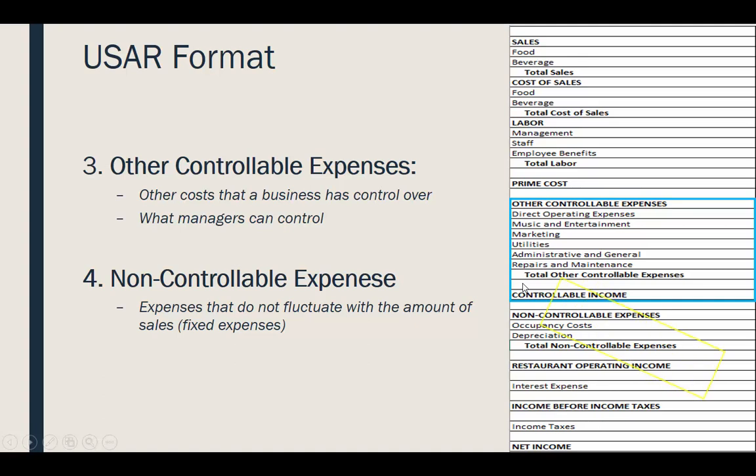Because then you have your non-controllable expenses. These are expenses that do not fluctuate with the amount of sales. So they're fixed expenses. That means that no matter whether you sell $0 in sales or you sell $100 million in sales, it doesn't matter. You will always have to pay for your occupancy costs, and they will stay the same no matter what. You have no control over those expenses.